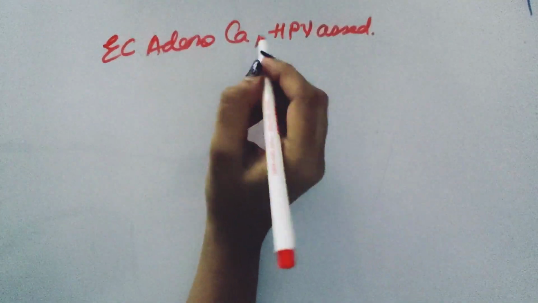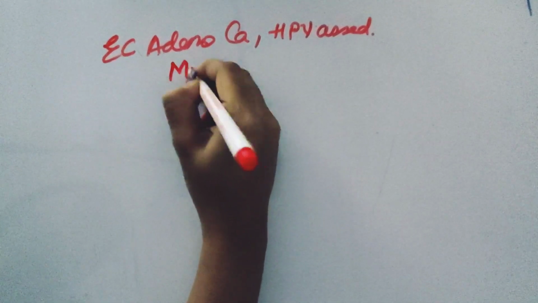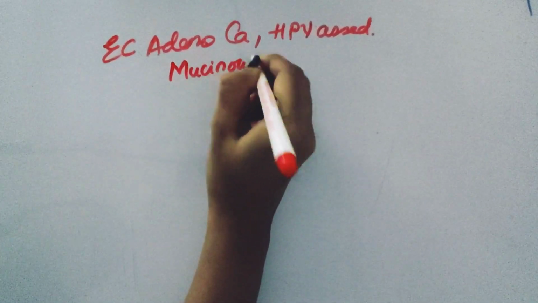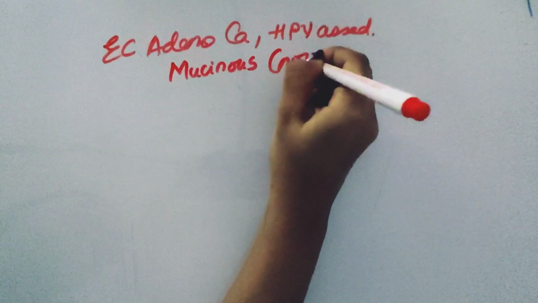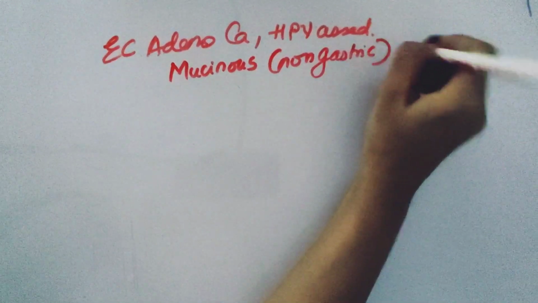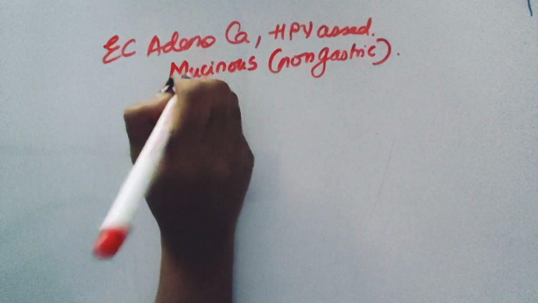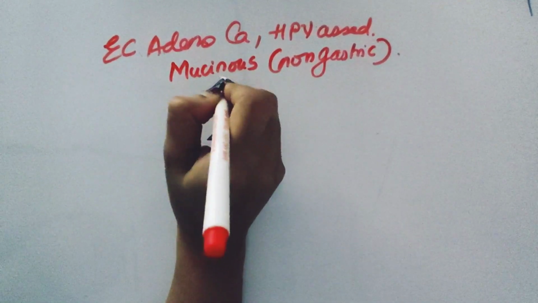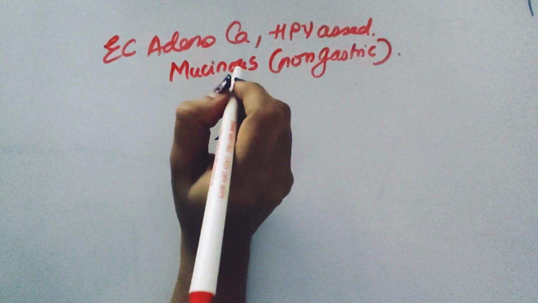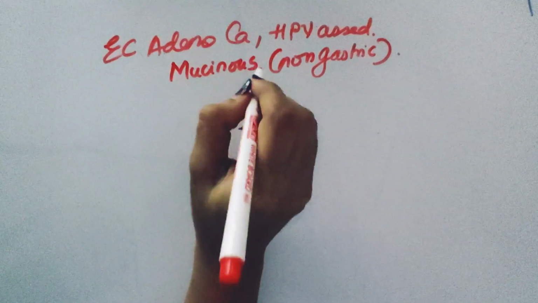So next we will discuss endocervical adenocarcinoma, HPV associated, which is the mucinous type or the non-gastric type. Okay, now you should tell this third only, that is after usual and villoglandular you will tell mucinous type. I agree that villoglandular is a little rare, but then you are going to tell mucinous after usual type.